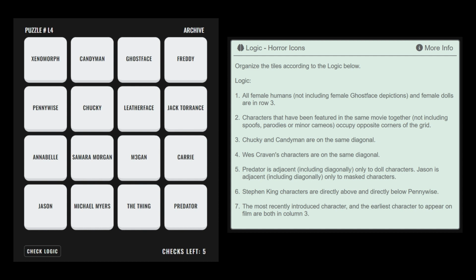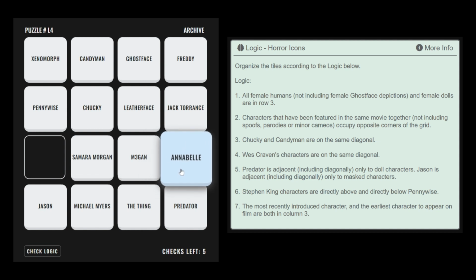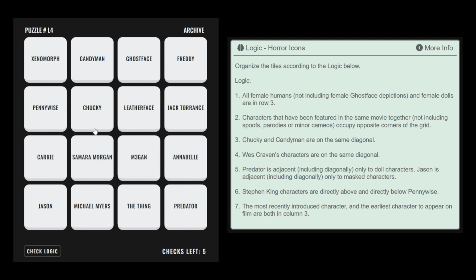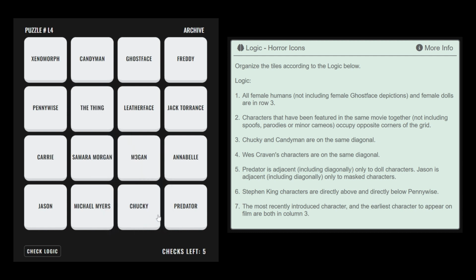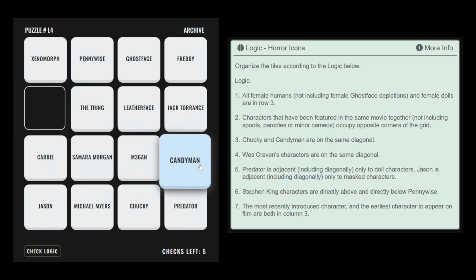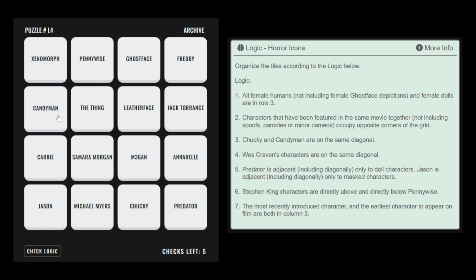If Predator can only be adjacent to doll characters, this means Annabelle must be placed here in row 3, above Predator. And Chucky, from Child's Play, and the only other doll in the grid, must be placed in this position adjacent to Predator. From rule number 3, we know that Chucky and Candyman, from Candyman, must be on the same diagonal. The only position available for Candyman on the same diagonal as Chucky is here in row 2.